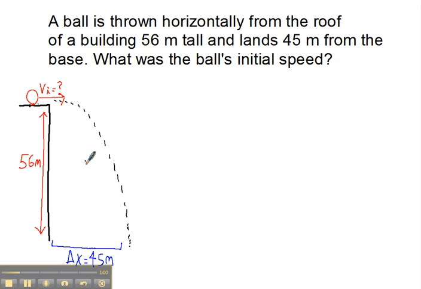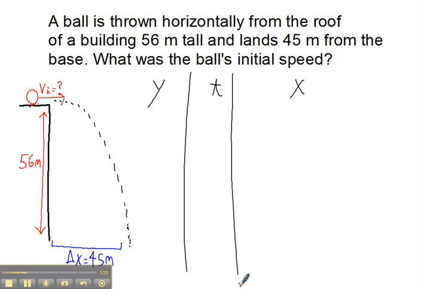So on this one, the question that we're looking for is the initial velocity, which is a question having to do with the x direction. So the way that these problems are always going to be set up is you've got y, x, and t. And I always set it up with these three columns.